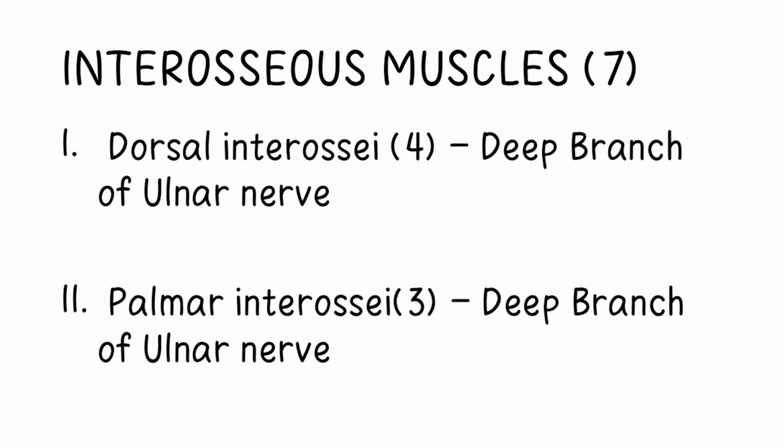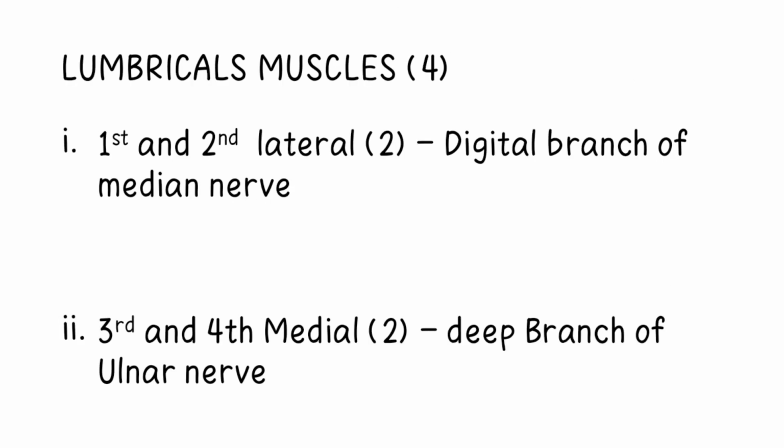Now we have the interosseous muscles, which are 7 in number. We have the dorsal interosseous, which is supplied by the deep branch of the ulnar nerve, and the palmar interosseous by the deep branch of the ulnar nerve. Now, the palmar interosseous, some texts say that there are 3, some texts say there are 4, but in most agreed standards, the right answer should be 3. But I believe some individuals have 4.